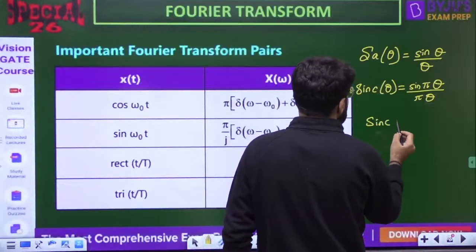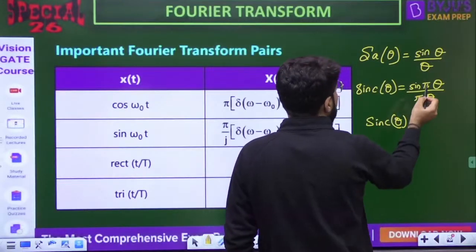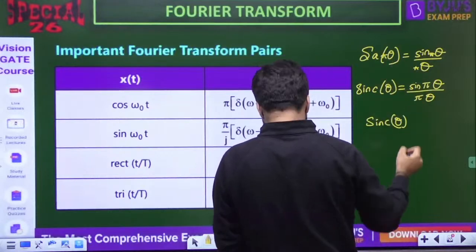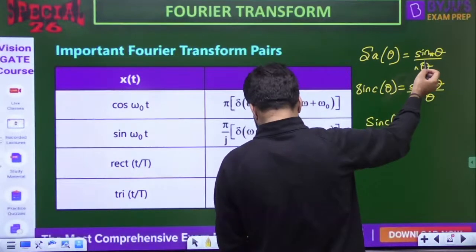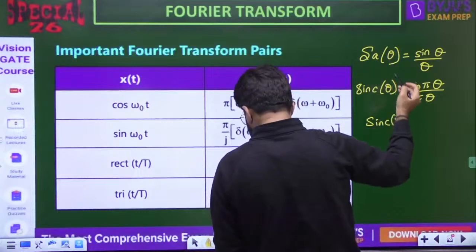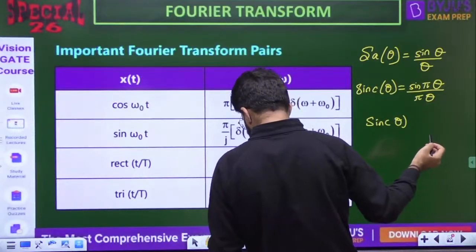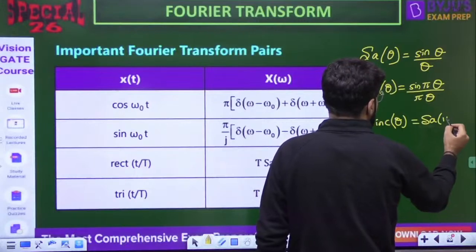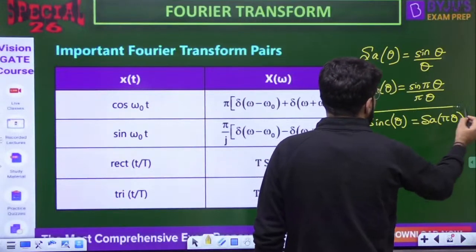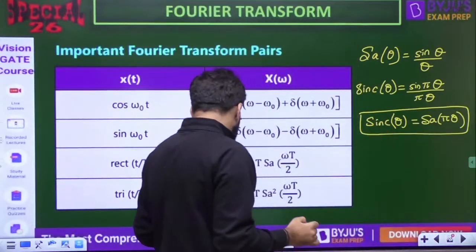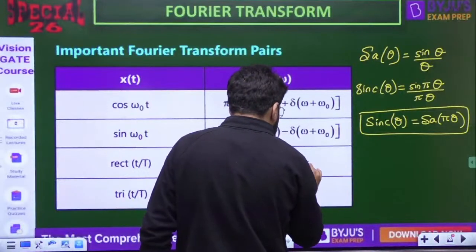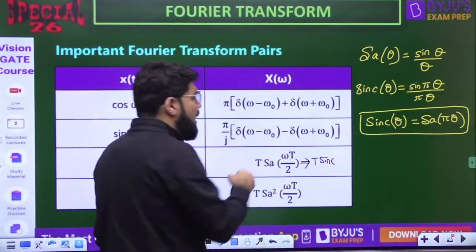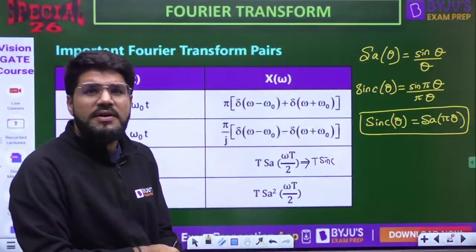You can write sinc theta as sine pi theta by pi theta. So if pi is written here, it should come here also. So sine pi theta upon pi theta should be equal to sampling pi theta, correct? So sinc theta is sampling pi theta. That is why this formula can also be written with sinc. Now I want to convert the sampling to the sinc.